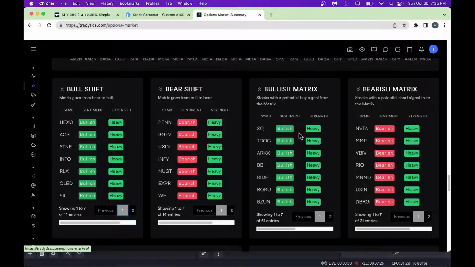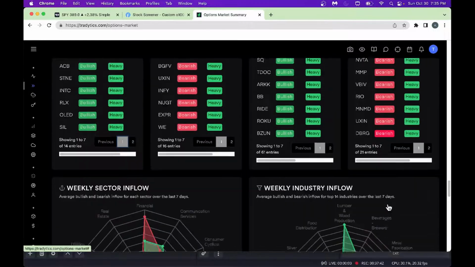Whenever you see a bullish sentiment here, you could also buy some call options and profit from this. And then you got bearish matrix. This is where you can buy some put options, take advantage of this bearish sign.